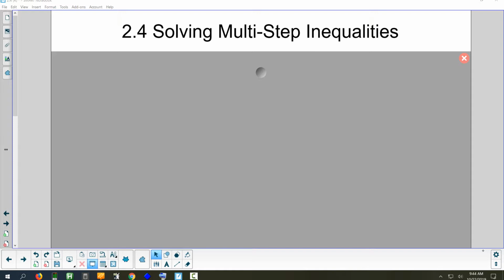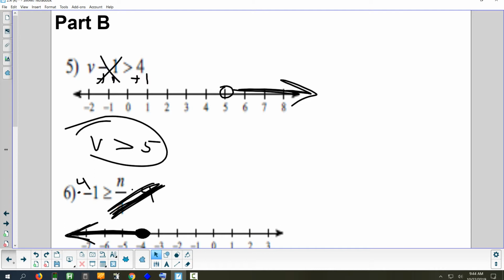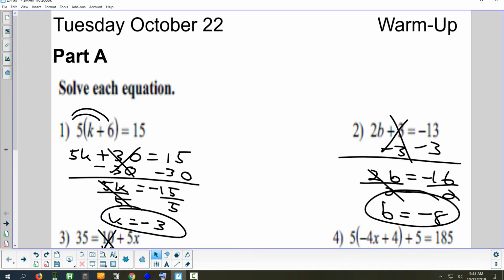Okay, so chapter 2, we've pretty much been looking at solving inequalities, right? So remember, inequality is a problem just like this. The only thing you do is you get rid of the equal sign, and you put in a less than, greater than, something like that. Okay? So we're going to start to look at inequalities that have more than one step.